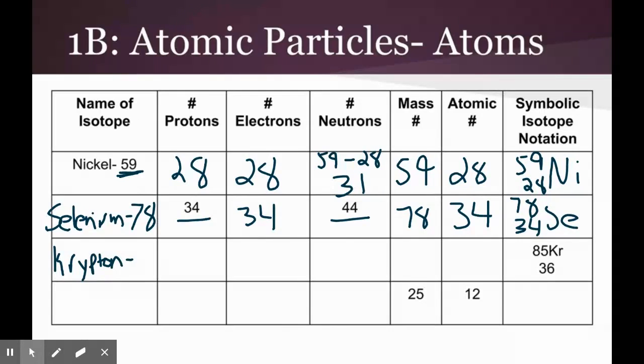Okay, and the 36 on the bottom is the atomic number. And the 85 on the top is the mass number. So we write the mass number there. We also have to add the mass number to the name of our isotope.